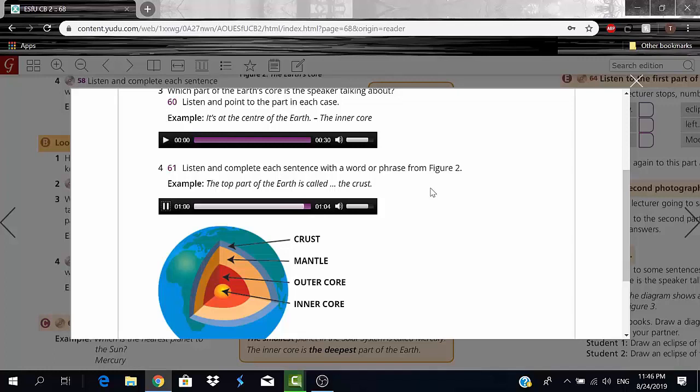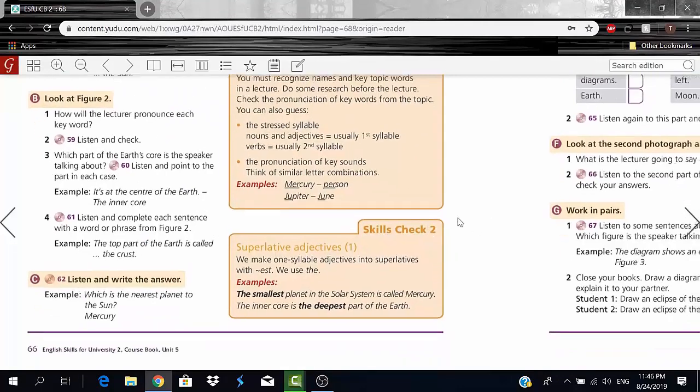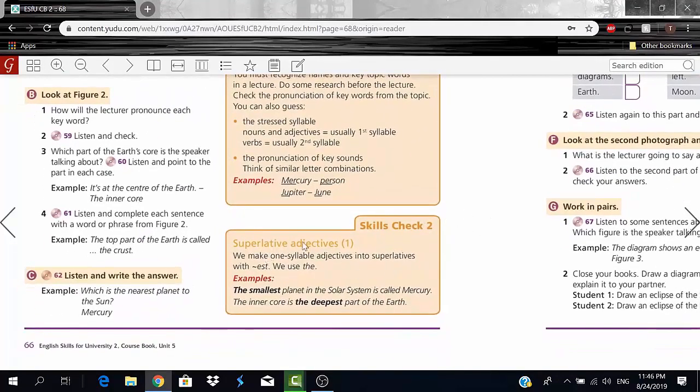Alright, so pretty similar exercise, you guys. Now let's move on. Okay, so here we have superlative adjectives. We talked before about comparative adjectives. Now we're going to be talking about superlative adjectives. So how do we turn adjectives into superlative adjectives? We make one-syllable adjectives into superlatives by adding est, and using the before it.